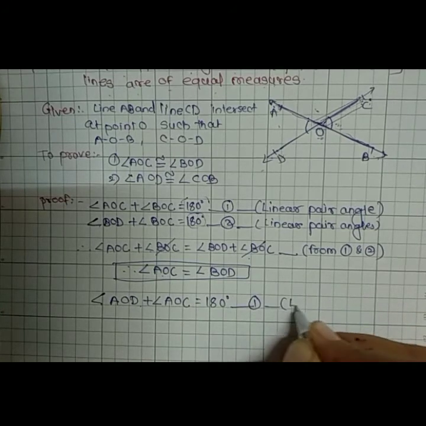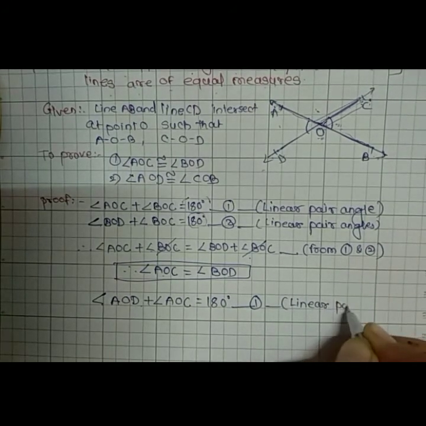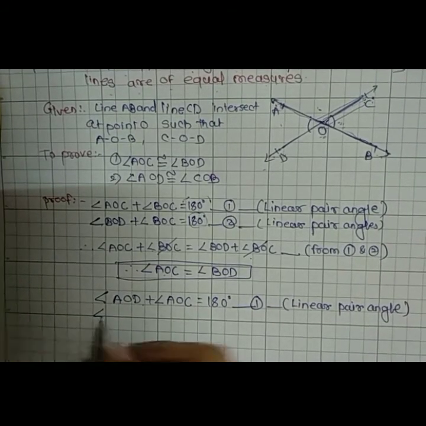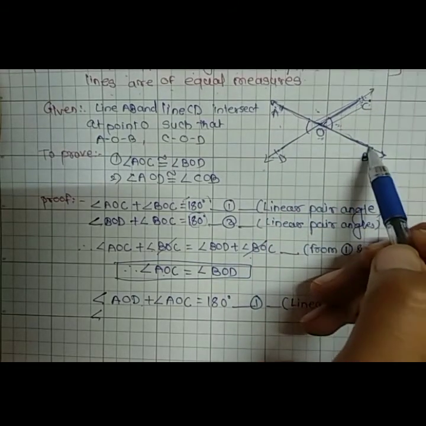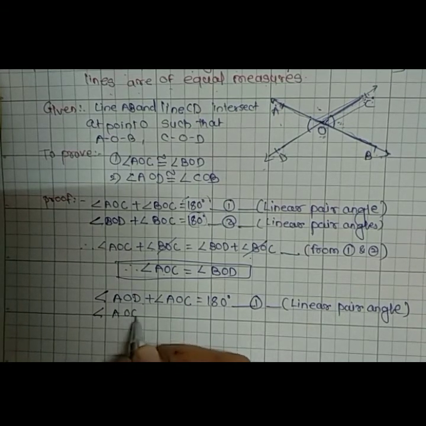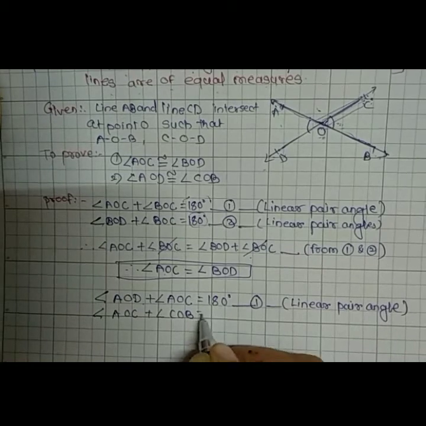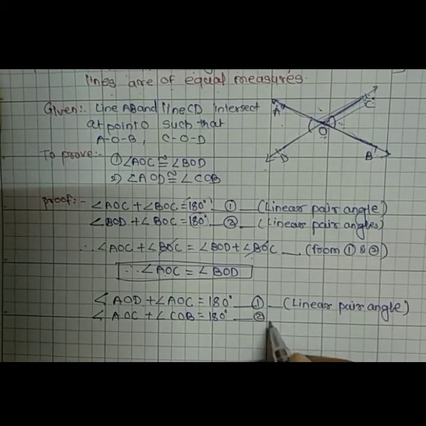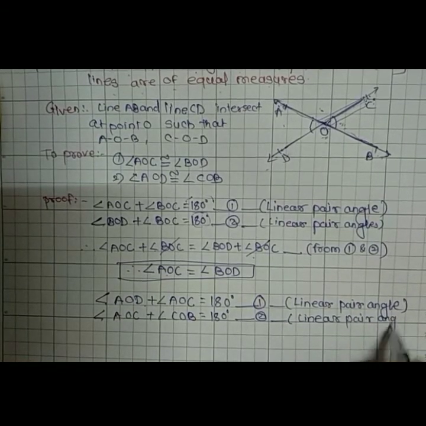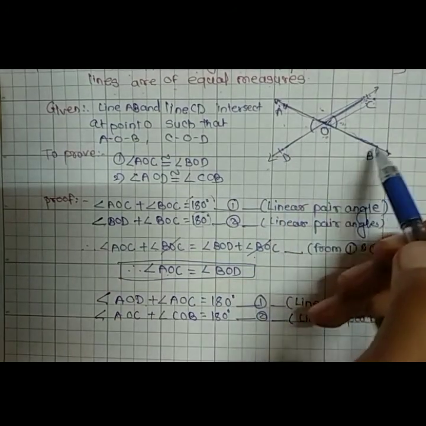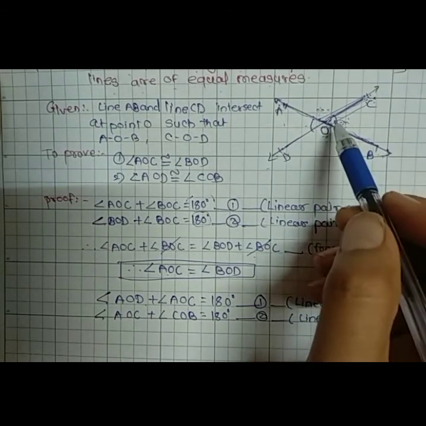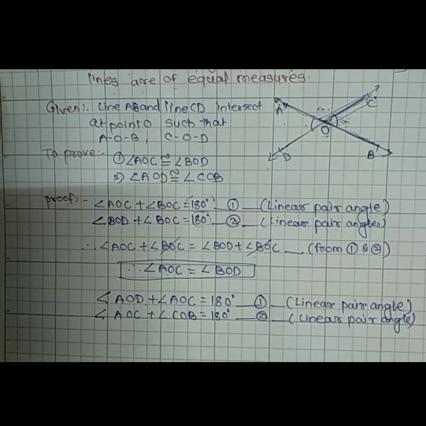This is statement number 1. The reason is linear pair. Angle AOC plus angle BOC plus angle COP is equal to 180 degree. Statement number 2. This is also linear pair angle. AOC and COB, these two are the linear pair angles and linear pair angles are supplementary.